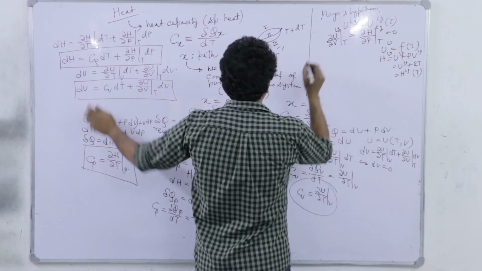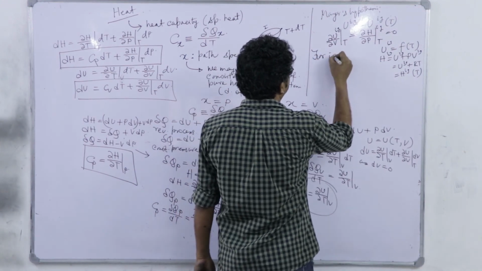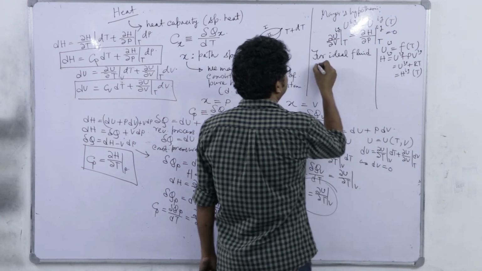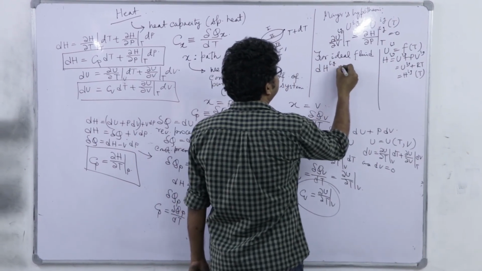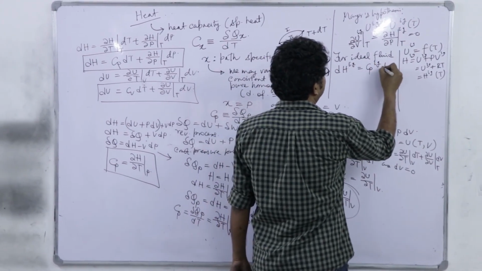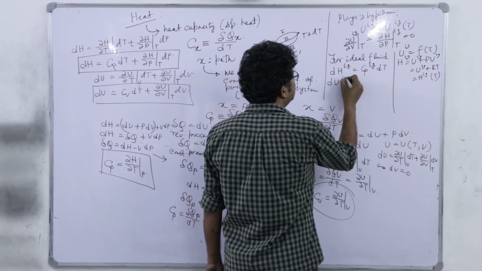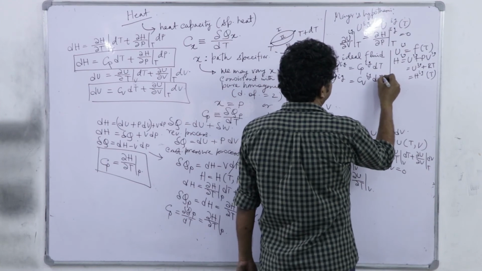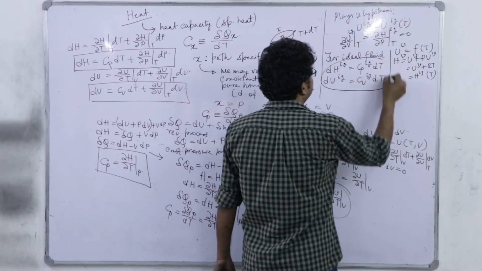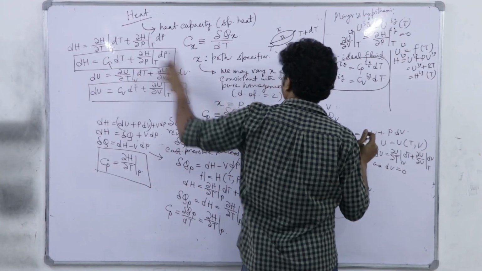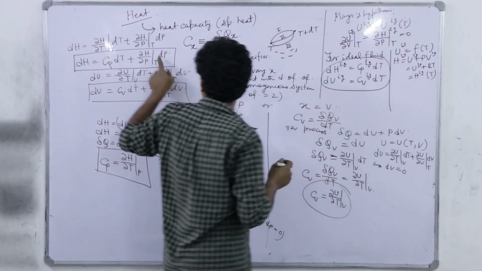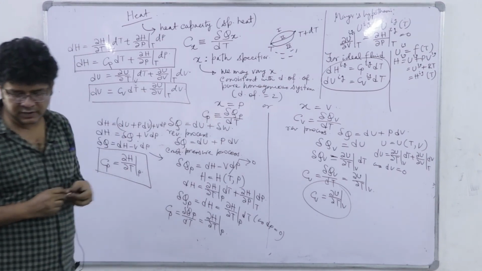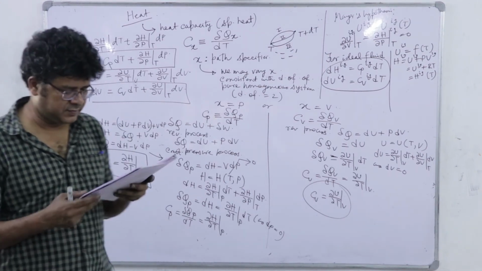So for an ideal gas, or ideal fluid rather, in general, we can write dH^ig is equal to Cp^ig dT and dU^ig is equal to Cv^ig dT, right. It's a simplification of these two equations. However, for non-ideal gases or non-ideal fluids, these two parts will not be equal to 0 and we have to account for them separately.